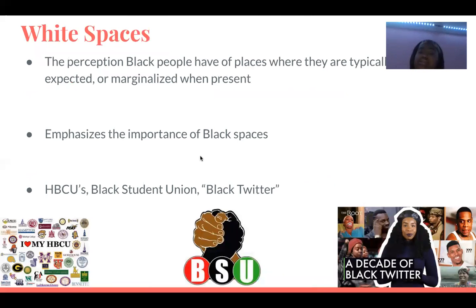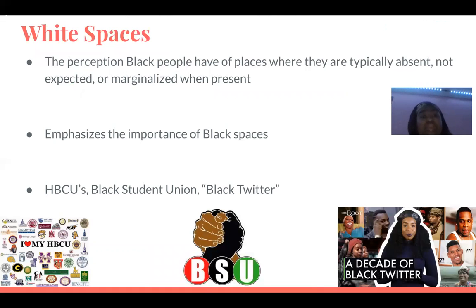So white spaces is the perception Black people have of places where they are typically absent, not expected, or marginalized when present. Many Black people know about this, where they know that they're the oddball out. Because of so many white spaces, especially in history, the importance of Black spaces has been emphasized a lot.